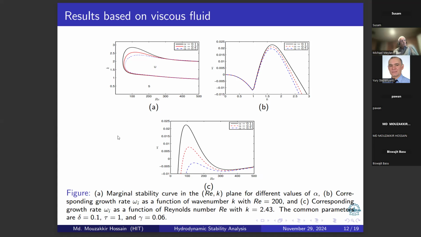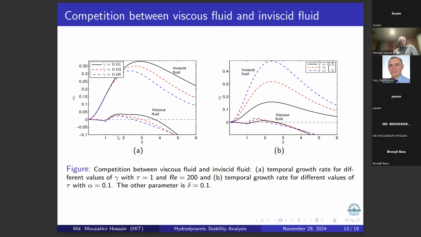And in figures B and C, we have plotted the corresponding growth rate results. We have chosen the Reynolds number from the unstable part of figure A, and we have plotted the corresponding growth rate result, and shown how the rigidity of the floating elastic plate decreases the maximum growth rate of the surface mode.